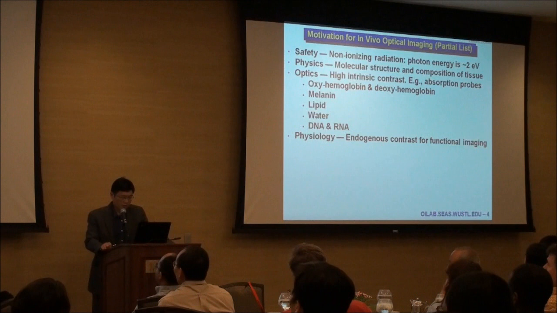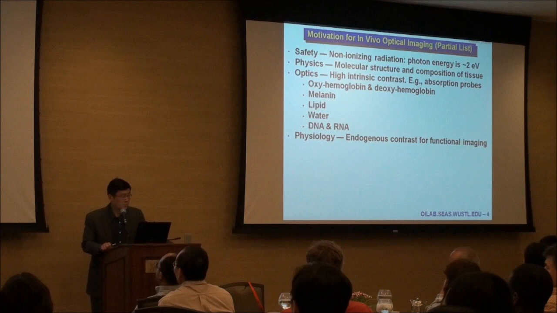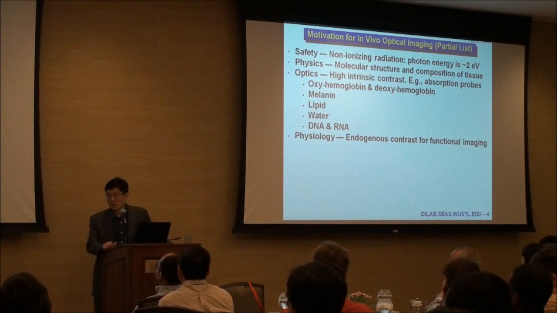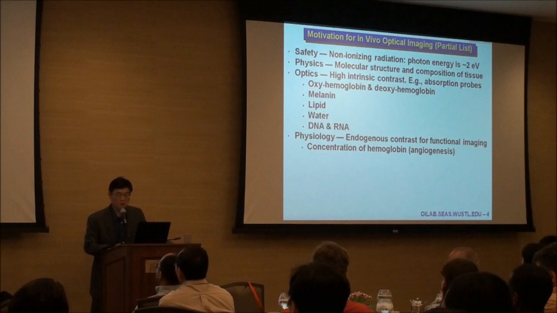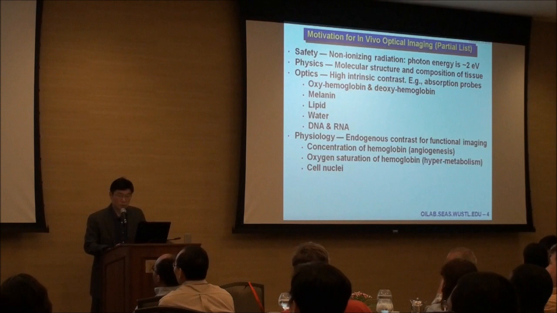Physiologically speaking, we can use endogenous contrast to provide you functional imaging, which uses contrast mechanisms that exist in the body already. For example, we can provide you information about the concentration of hemoglobin, oxygen saturation of hemoglobin, and cell nuclei by using DNA and RNA absorption. Even blood flow, so there's the Doppler effect we can use to quantify flow.